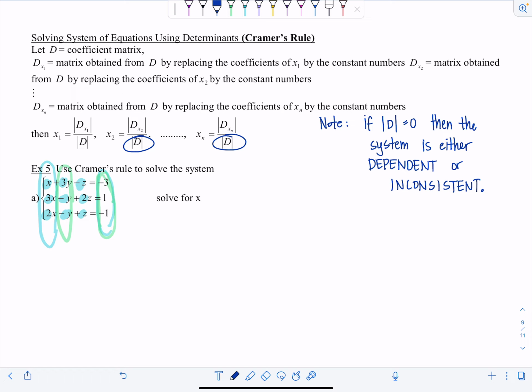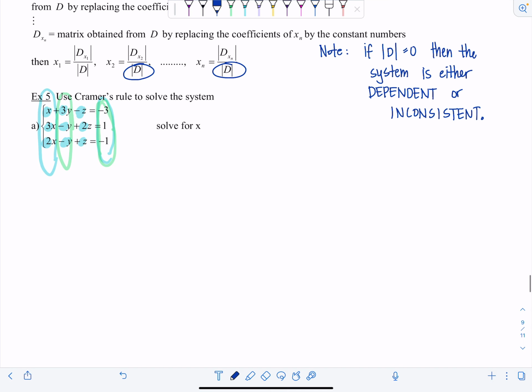So let's see how this works. We're gonna use Cramer's rule to solve the system. And this problem asks us right here in part A just to solve for x, okay? Oh, how nice. When I was working this through, I did all of them. So first you start off by writing out D, which is the matrix of all of the coefficients, okay? So here we go. Have that ready.